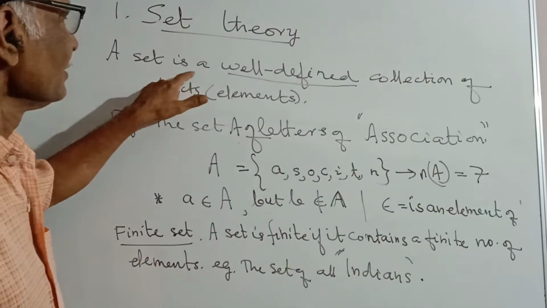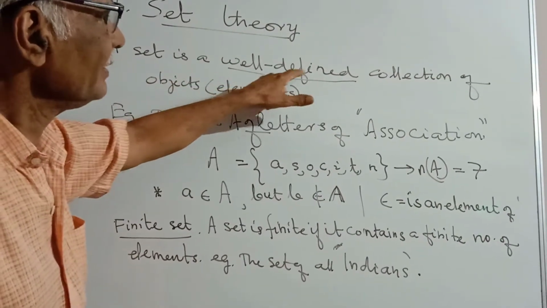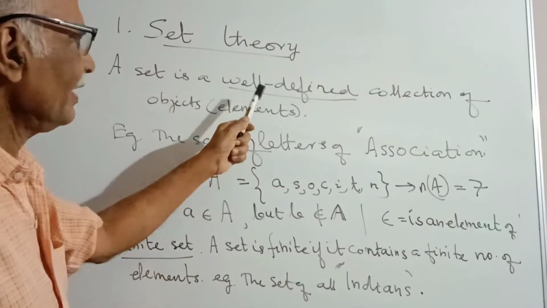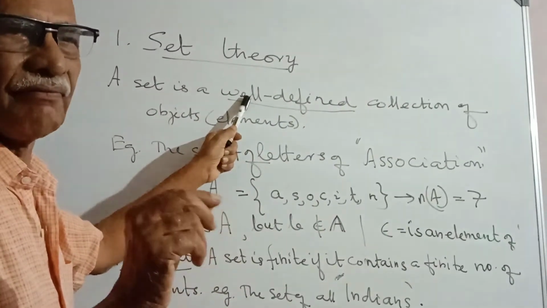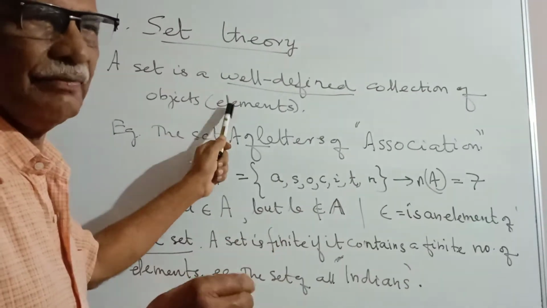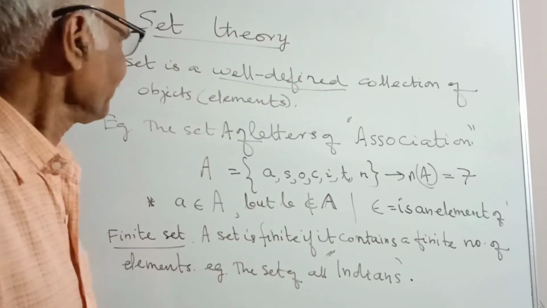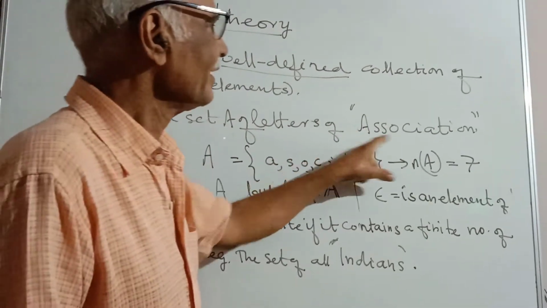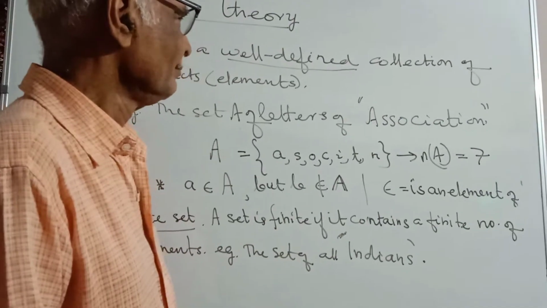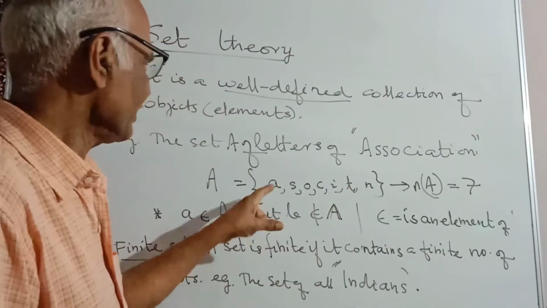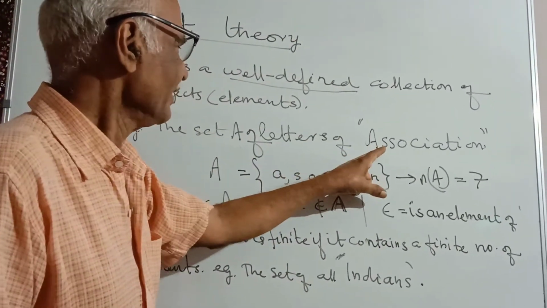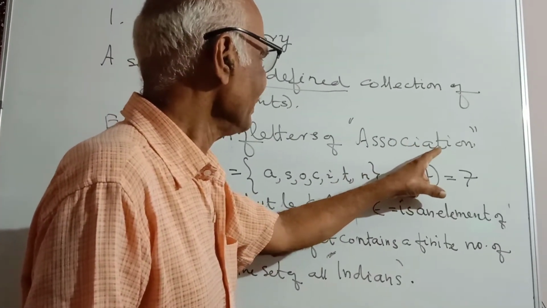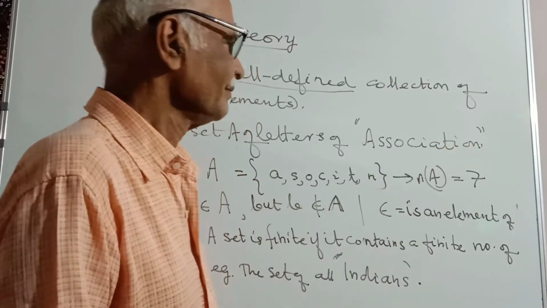A set is defined as a well-defined collection of objects or elements. Well-defined means we can identify whether an element is in the set or not in the set. Example, the set of letters of the word ASSOCIATION. In the word ASSOCIATION, you see A is there, S is there, O is there, C is there, I is there, T is there, N is there.